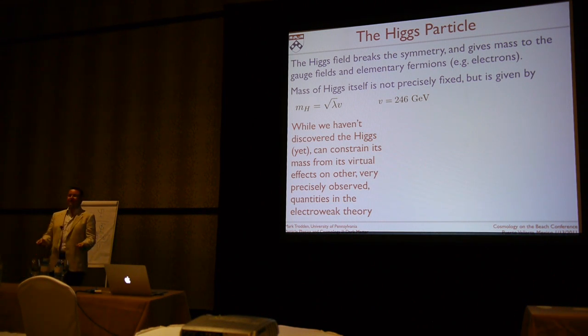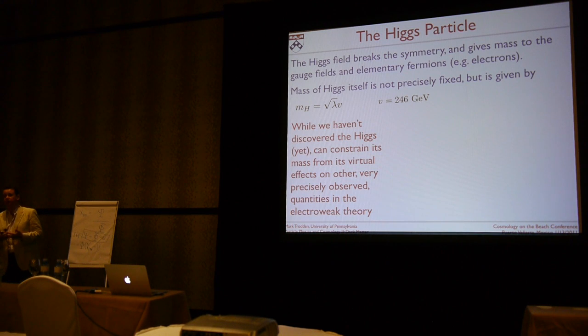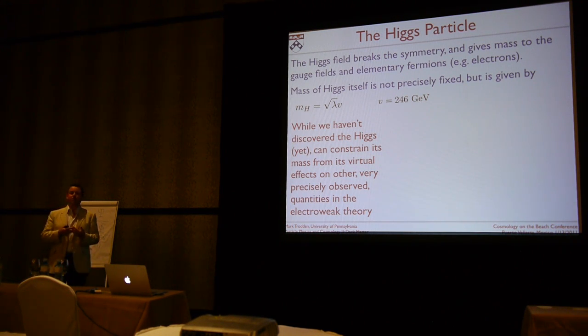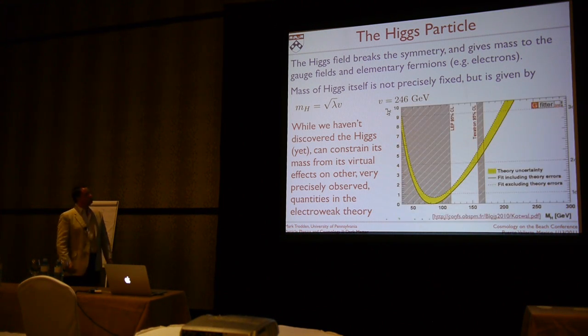And because of that, even though we have not found the Higgs particle, if the Higgs particle exists, its very existence through virtual effects should manifest itself in the measurements of observables in the Electroweak theory. And there are many of those, and they're exquisitely tested. And so in fact, you can put together a combined fit on what you think the Higgs mass should be.